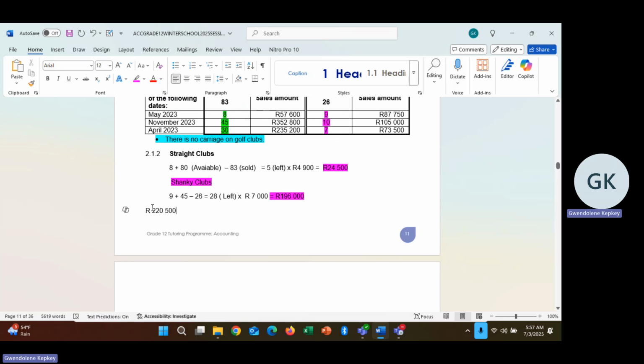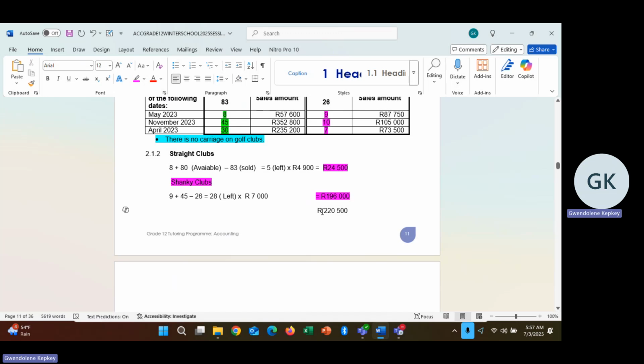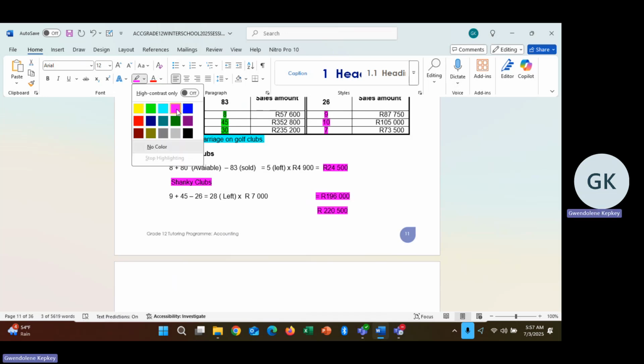220,500. So your full answer here will be, I'm moving all of them so that it can make sense. Just sorry about that. It is the addition of the two, your final answer, that is 220,500. Okay? There we go. That's your final answer.